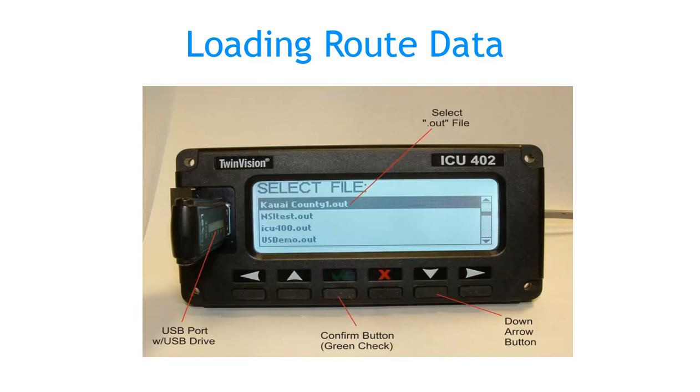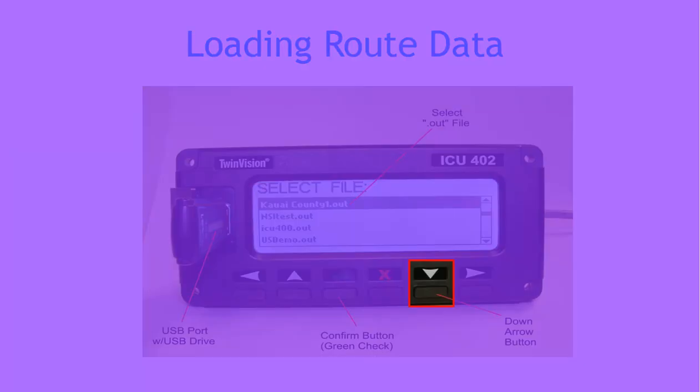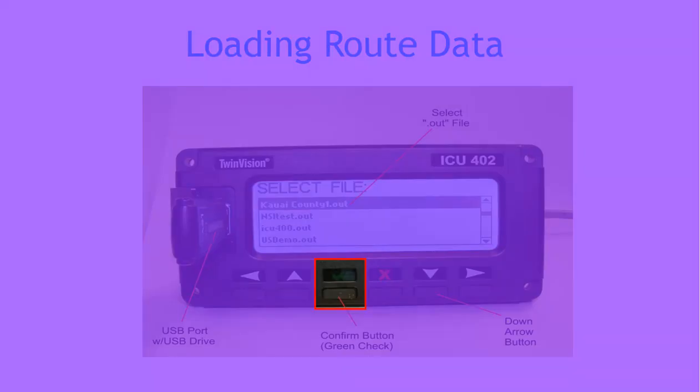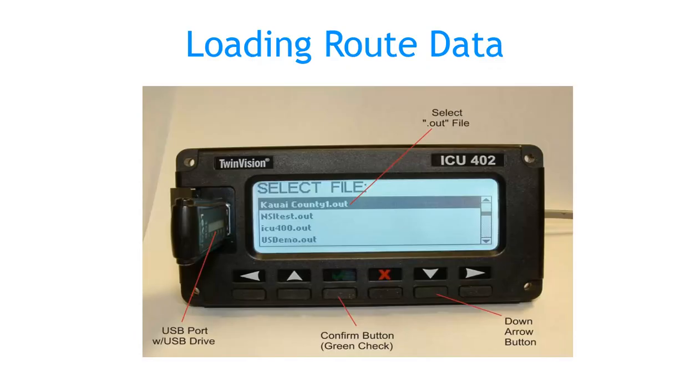Insert the USB key that contains the .out file you wish to load into the ICU sign system. If the USB key contains more than one .out file, press the down arrow button until the proper file is highlighted. In this example, the selected .out file is Kauai County 1.out. Press the Confirm button to automatically begin loading the selected file. When the file is loaded, the unit gives you a prompt and instructs you to remove the USB key.